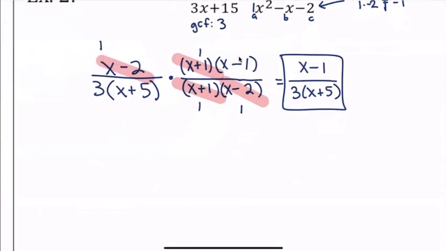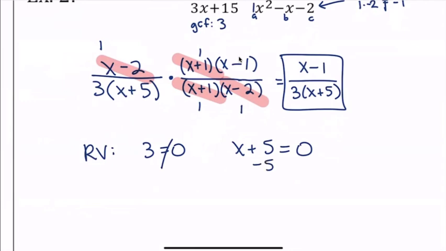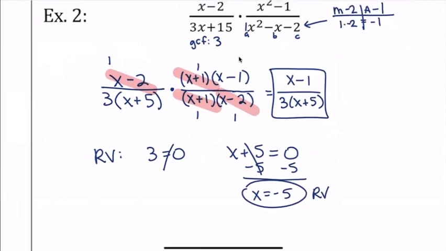And then to look for our restricted values, we're just going to set our denominator equal to 0, and solve for x. That will never be equal because there's no x there. But this other one does have an x, so I'm just going to solve that. That's going to give me x equals -5. That would be our restricted value.